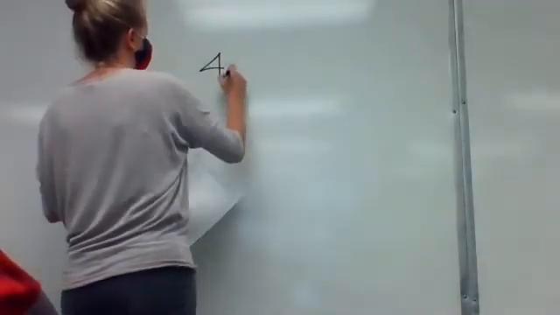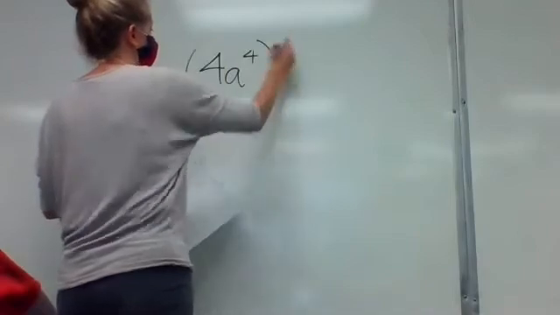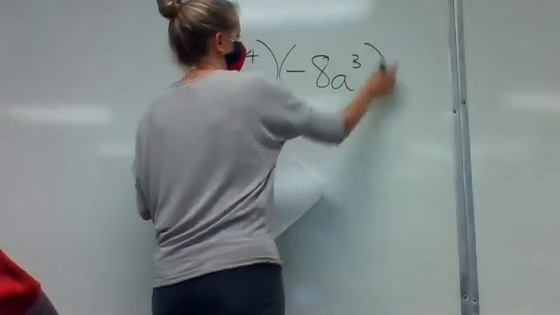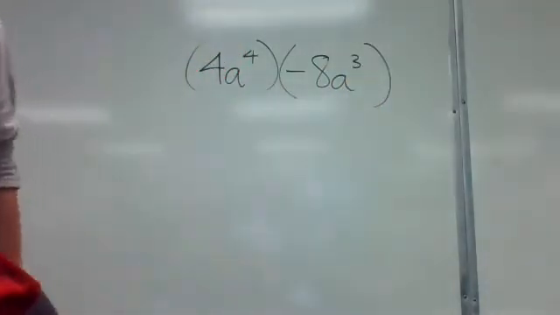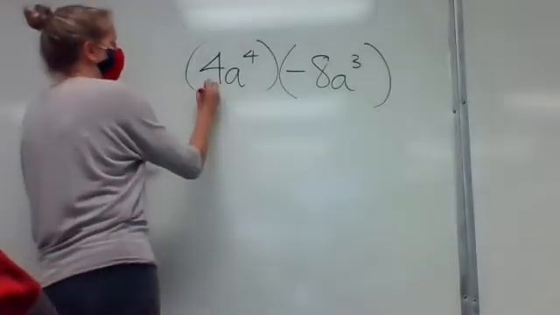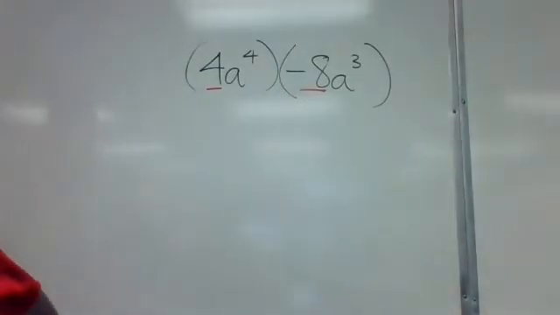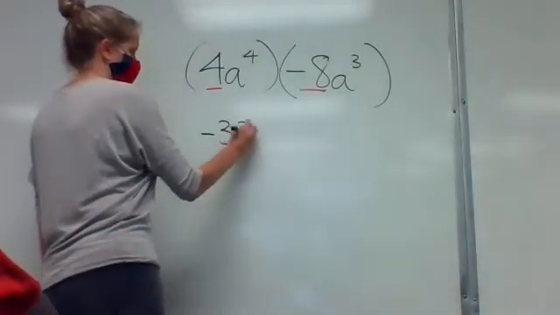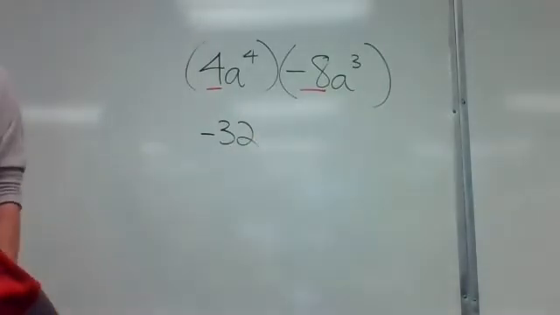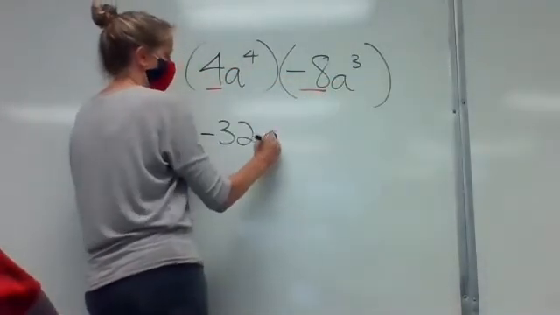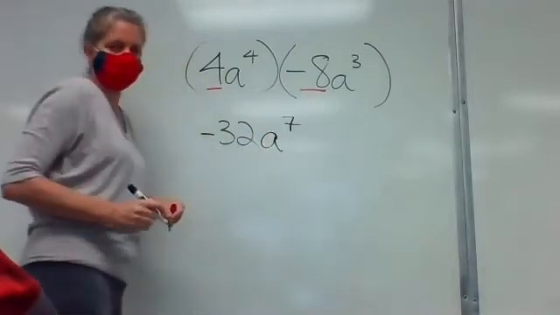4a to the 4th times -8a to the 3rd. Don't forget your sign rules. What do I multiply first? 4, positive 4 times -8. What's that going to give you? Negative 32. And since I am multiplying, what am I going to do with my exponents? Add them. So I'll have a to the 7.